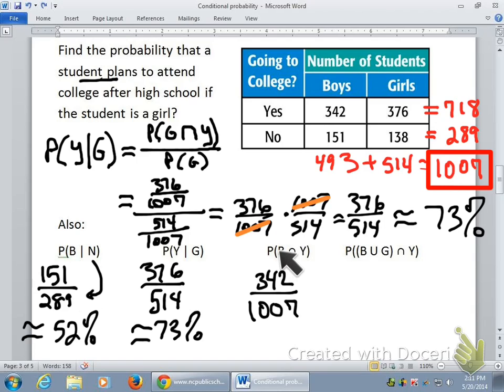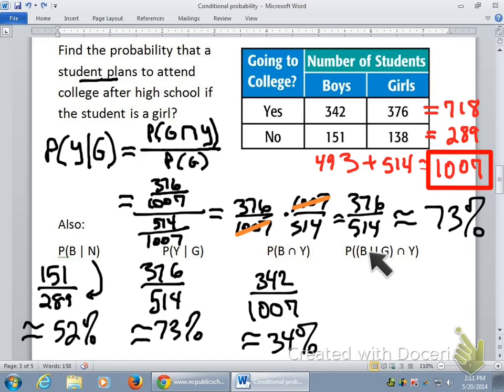boys. Now this one says, given that it is a girl. This one says, given that it's a no. This one doesn't say given that anything. So there is no condition on this. Therefore, the sample space is the entire sample space, which is 1007. And then you can just divide, what is it? 34%? All right.